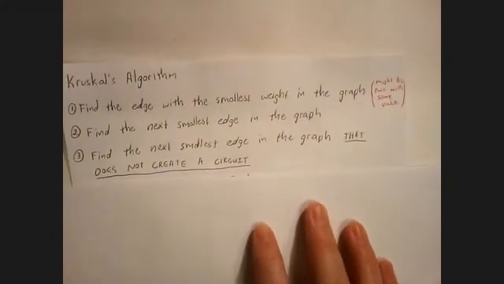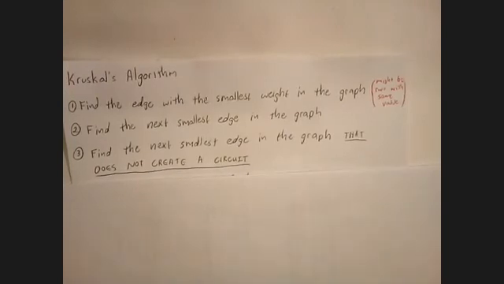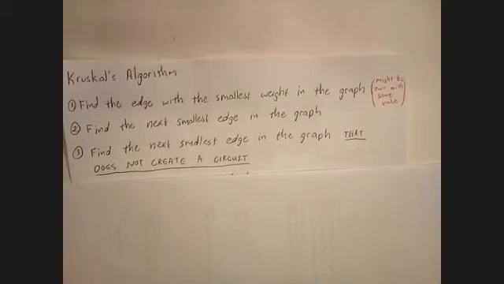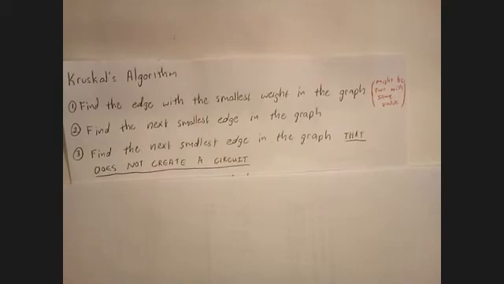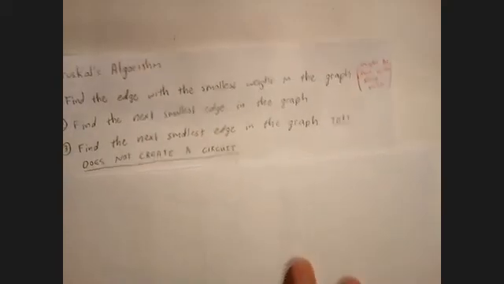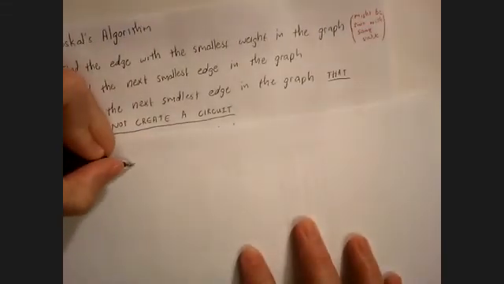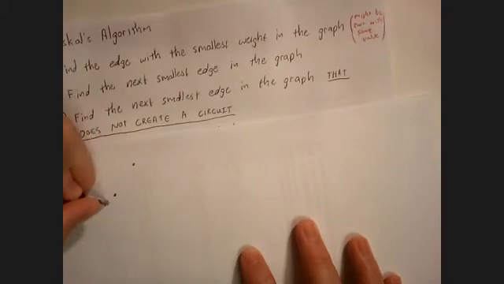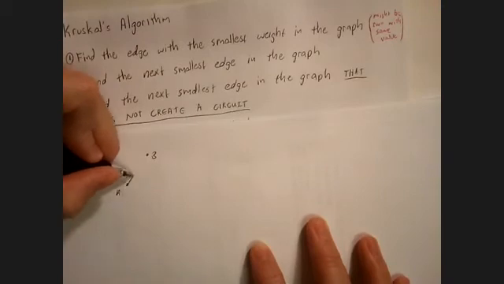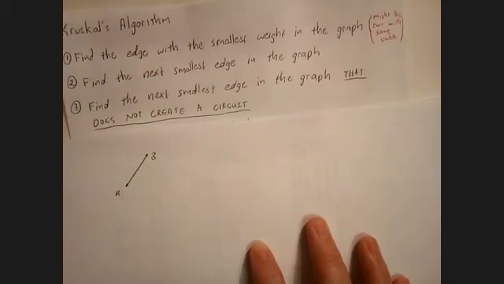So if the smallest number in my graph was 10, but there happened to be 2 of those 10s, then I would choose both of them. If there were 3 10s, well, I'd have to be careful because 3 edges can make a circle. If I have 2 edges, A and B, that can't make a circuit.